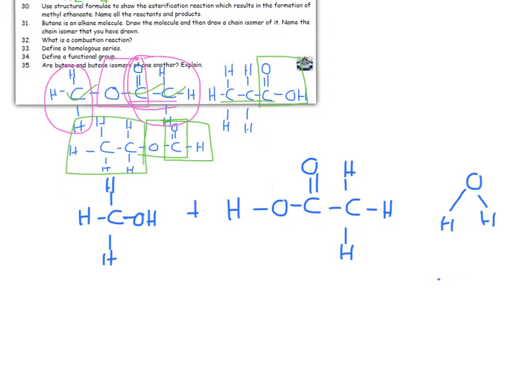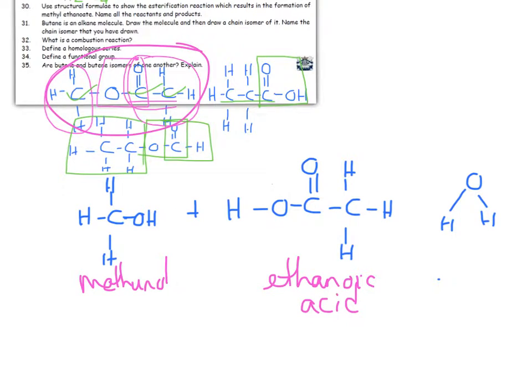So over here we have got the methanol. Over here we have got the ethanoic acid, and that is going to form methyl ethanoate, which we've just drawn up there. And remember, if you're asked to do it with structural formula, you need to actually draw the structural formula of water as well.